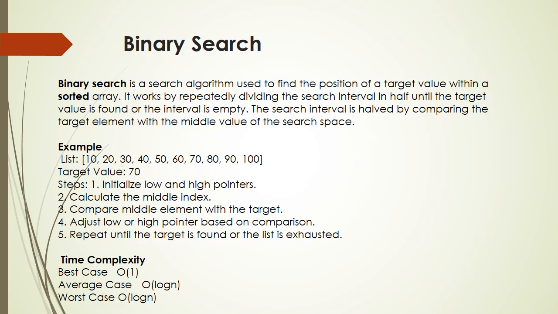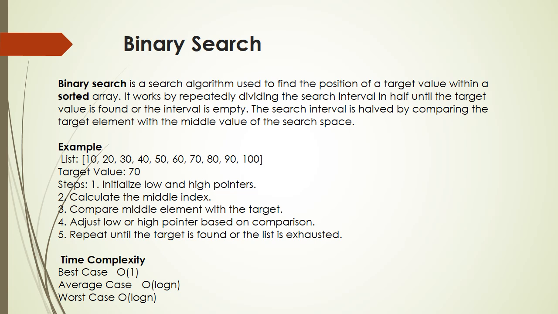Now we explore binary search. Binary search is a search algorithm used to find the position of a target value within a sorted array. It works by repeatedly dividing the search interval in half until the target value is found or the interval is empty. The search interval is halved by comparing the target element with the middle value of the search space. To apply the binary search algorithm, the data structure must be sorted. Access to any element of the data structure should be constant time.